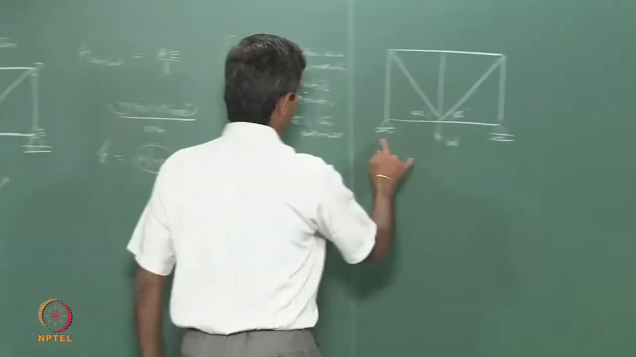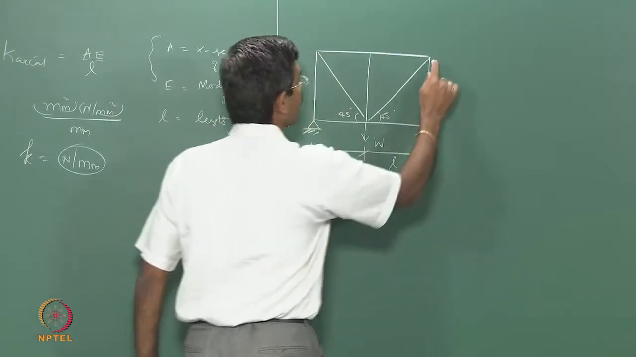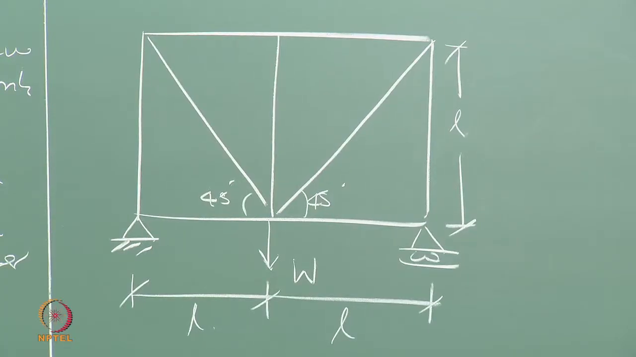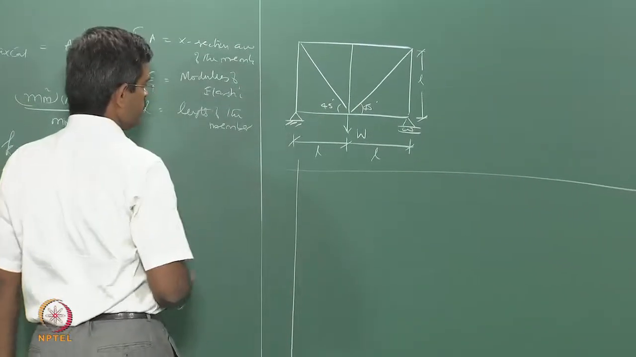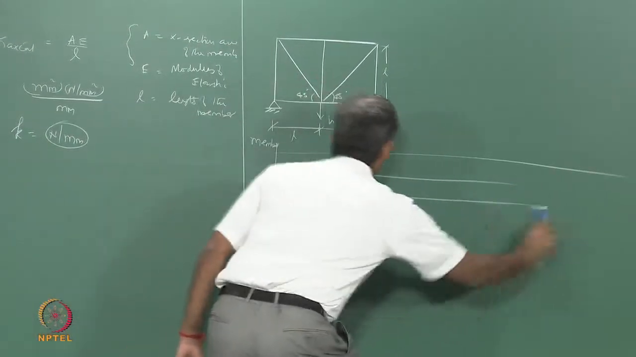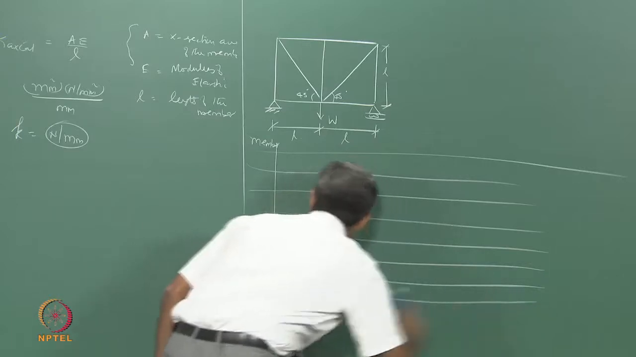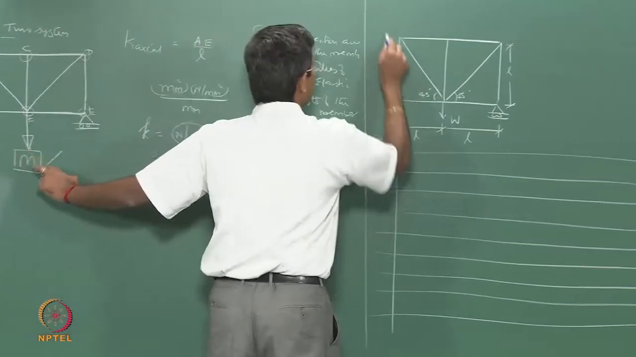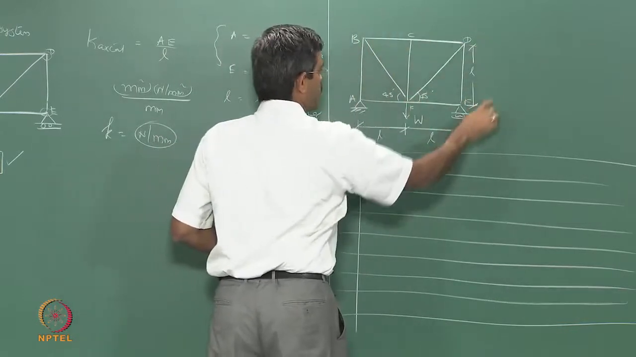I call this as L. Obviously, this is also L because it is 45 degree. I will open up a table now. Member nomenclature. You should also have an order of marking the nomenclature.